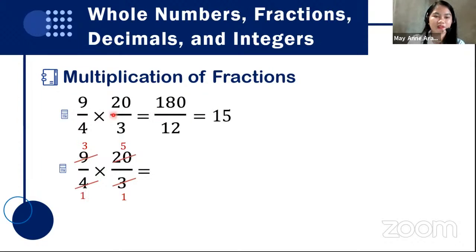So just simply multiply these two numbers. You have 3 times 5 is 15 over 1 times 1, just 1. So 15 divided by 1 equals 15.